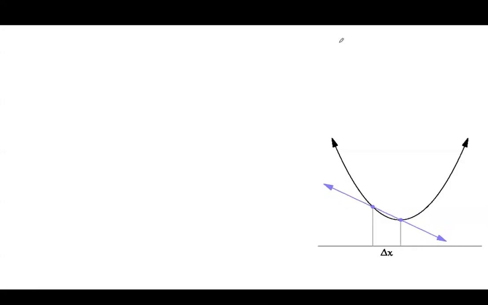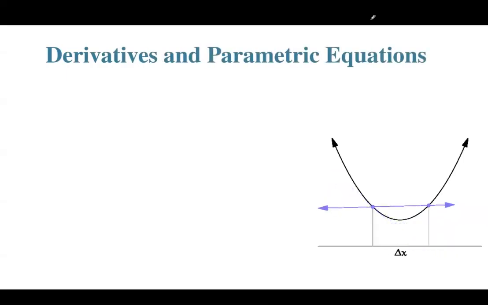An important topic that we want to talk about is the relationship between finding the tangent line or normal line to parametric curves and the use of the derivative. So, derivatives and parametric equations.